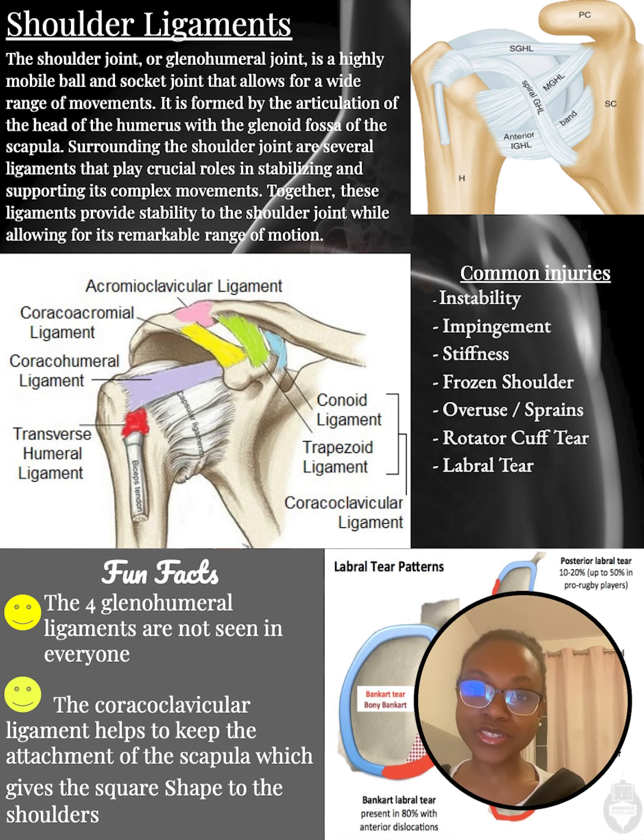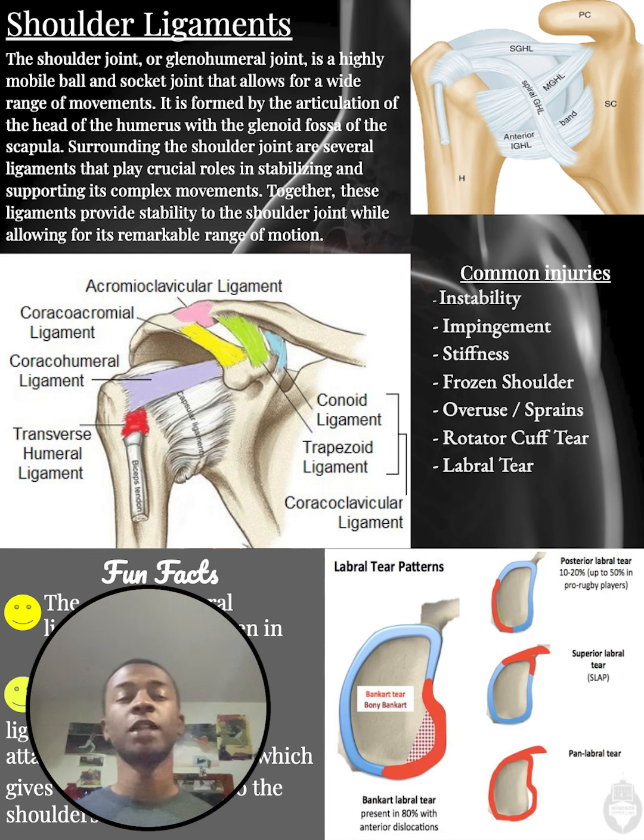So fun fact number 2 is that the coracoclavicular ligament helps to keep the attachment of the scapula, which actually gives the square shape to the shoulders. So now I'll be talking about the kinematics of the shoulder joint a little bit. So the shoulder joint is a highly mobile ball and socket joint that allows for a wide range of movements in multiple planes, including flexion, extension, abduction, adduction, internal rotation, external rotation, and circumduction.